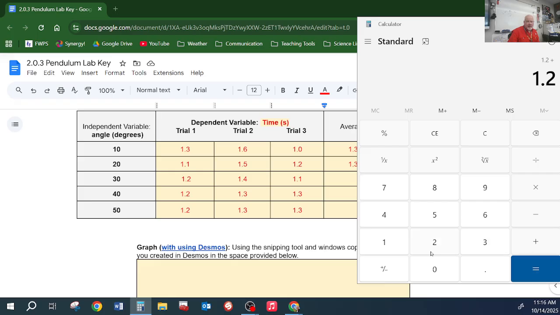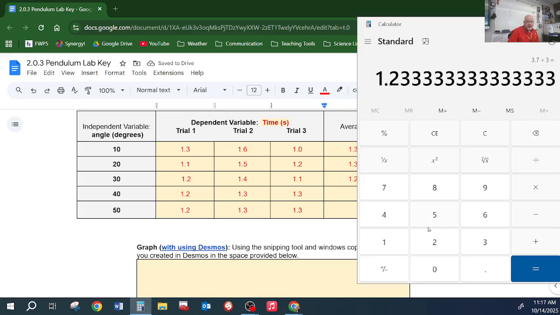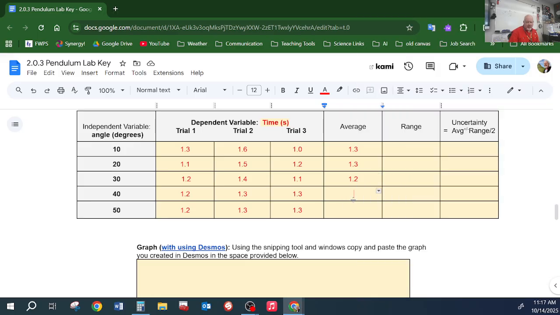1.2 plus 1.4 plus 1.1 equals, and I'm going to divide 3.7 by 3, and it comes to 1.23. We're going to round down to 1.2. The next trial came to 1.2 plus 1.3 plus 1.3 equals, and we're going to divide that by 3, and that comes to 1.26, so we're going to round that up to 1.3.